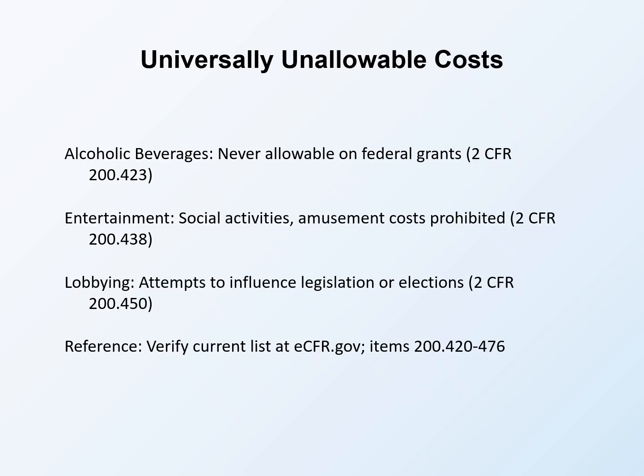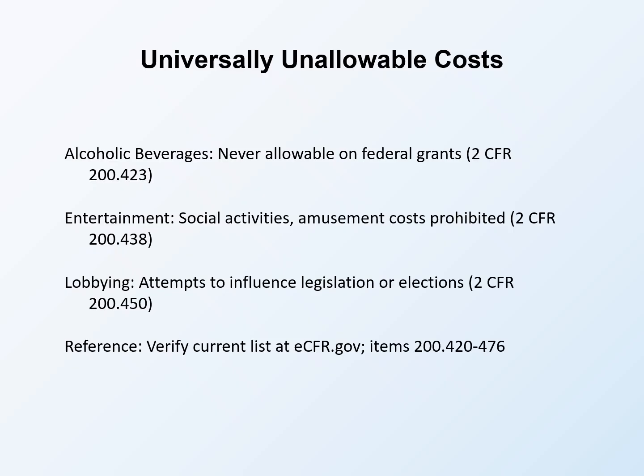Lobbying costs are prohibited under 2 CFR 200.450. This includes costs of influencing federal or state legislators, attempts to influence legislation, and campaign contributions. While advocacy and public education related to your project may be allowable in some circumstances, anything crossing into lobbying territory is prohibited. The Uniform Guidance contains an extensive list of selected items of cost in sections 200.420 through 476.